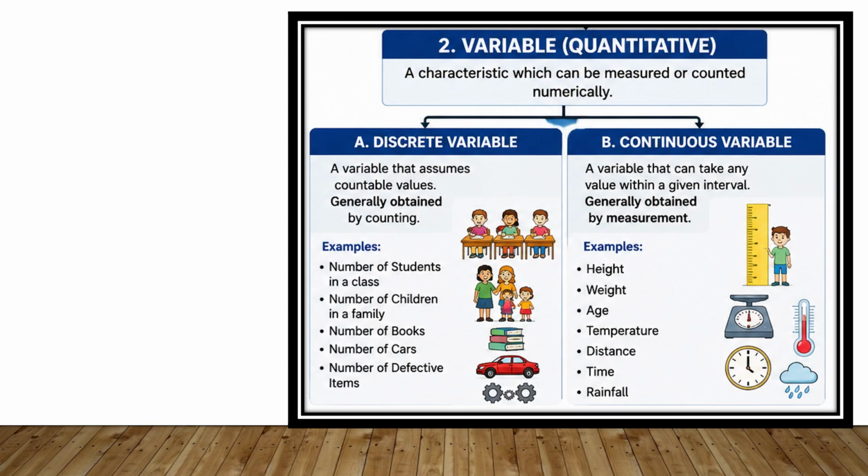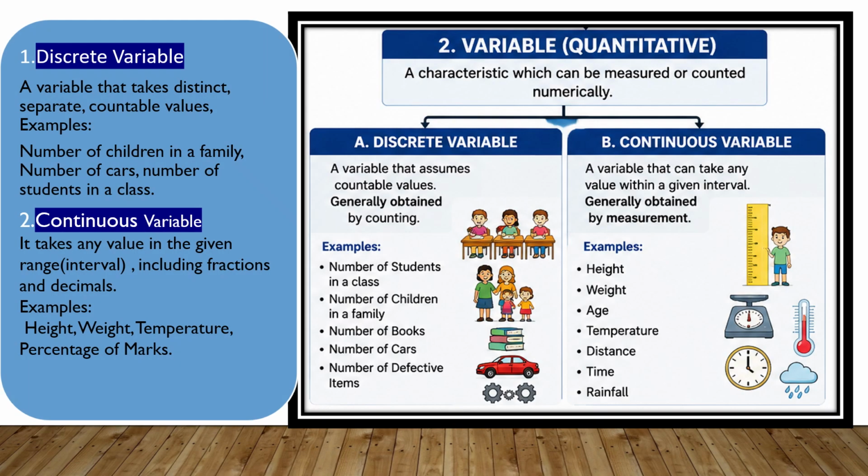Let's move on to types of variables. First is discrete variable, which takes distinct, separate, countable values, and continuous variable takes any value in the given range, including fractions and decimals. The pictorial representation of the examples is given below. In discrete variables, number of students in the class, number of children in a family, number of books, etc. And in continuous variables, measuring height, weight, time, temperature are a few examples.